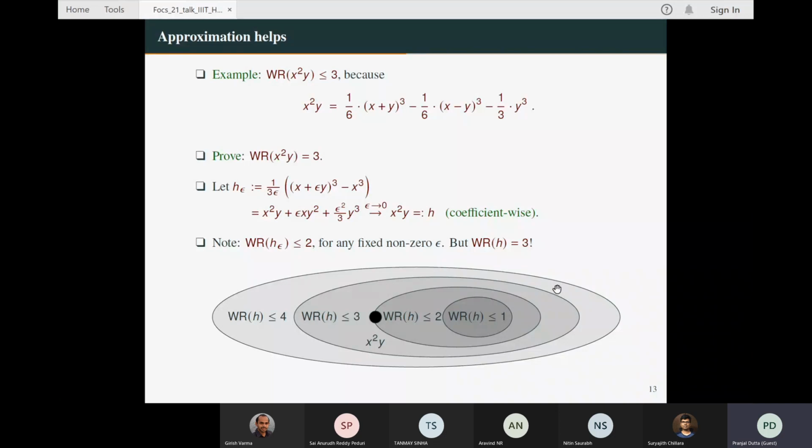So now I'll actually generalize and say how to define this border complexity.